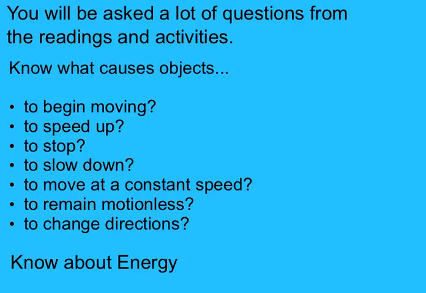For example, know what causes objects to begin moving, to speed up, to stop, to slow down, to move at a constant speed, to remain motionless. Those were all covered in 7.1. To change directions was covered in a later lesson. But if you were gone when we did lesson 7.1 and you never made it up, you never took those notes, you're going to struggle on this part of the test. And it's a lengthy part of the test. So hopefully you've made everything up.